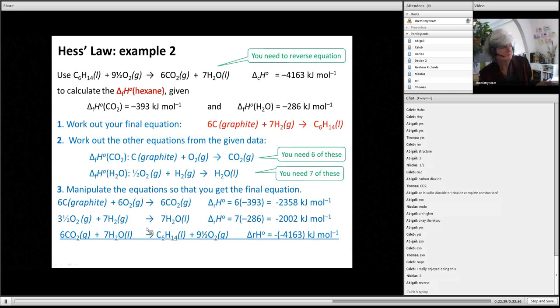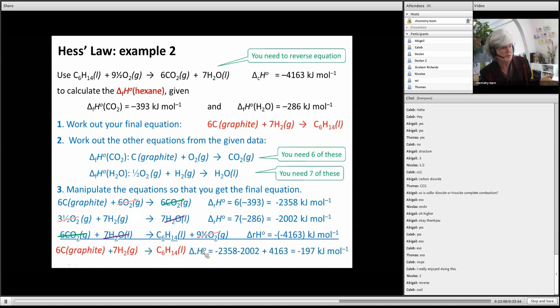Now we just cancel. So the 6 O2s go with 6 CO2s, with those CO2s the H2Os cancel the H2Os, and then the oxygens cancel out with those oxygens plus those is 9.5, and we're left with graphite, hydrogen, and hexane. So we just take it all down. So if you've got it properly aligned, you're less likely to make a stupid mistake and put it on the wrong side of the equation.